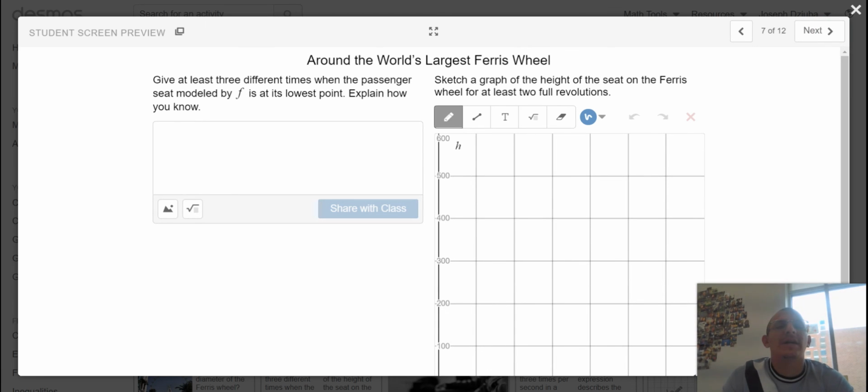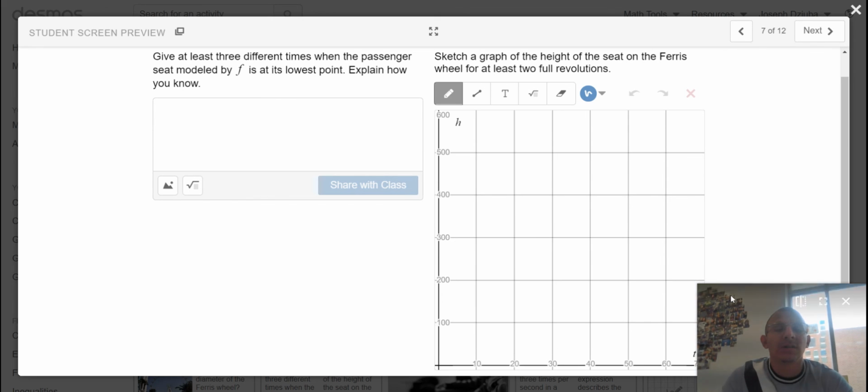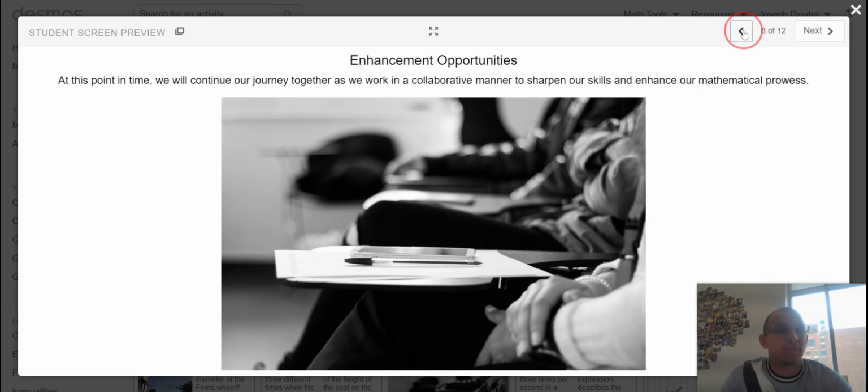And then sketch a graph of the height of the seat on the Ferris wheel for at least 2 full revolutions. Okay, so the question becomes, how long is it for 1 full revolution? And then we can double it. The scale, I have adjusted your scales here to take that into consideration. And that's where we're going to pause.